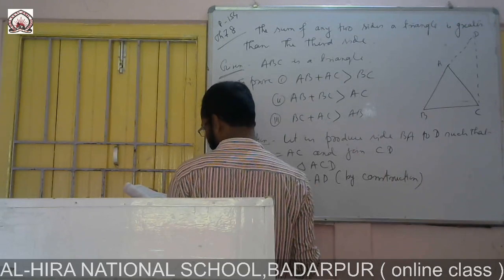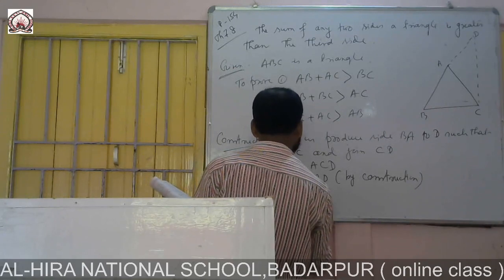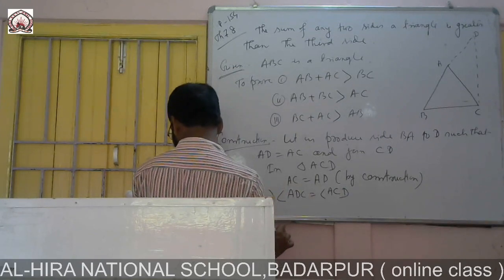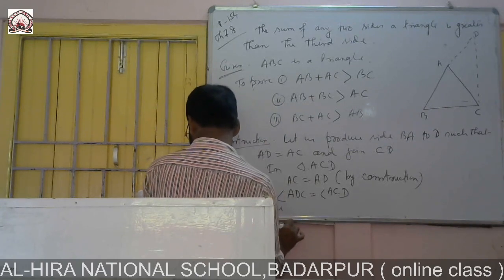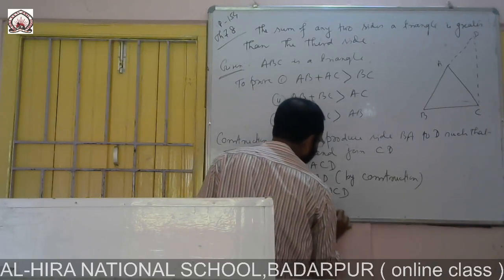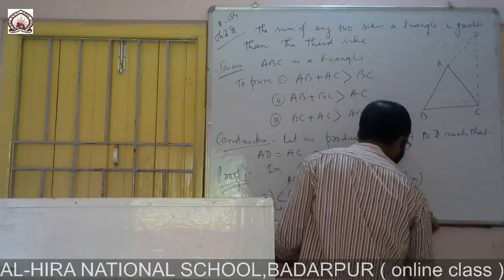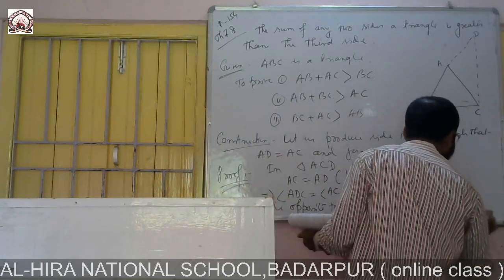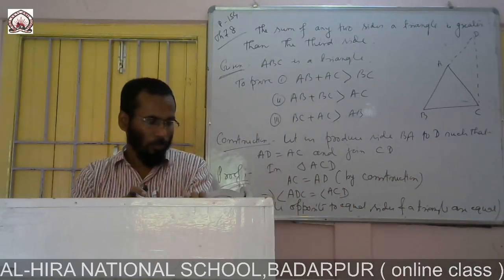And then this implies angle ADC is equal to angle ACD, since angles opposite to equal sides of a triangle are equal. You follow this one very carefully.